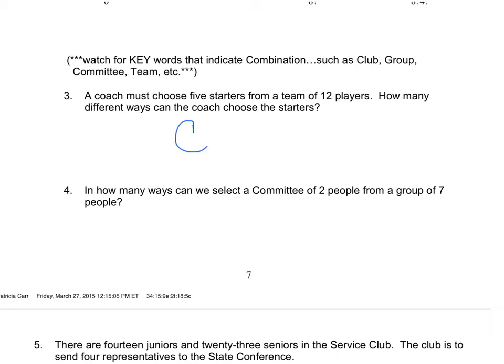It's a combination of how many players does he have altogether? 12. How many starters does he want to choose? He wants to choose 5. So we're going to put that in the calculator, 12, math, scroll over to PRB. We're going to actually choose, if I can remember, let's see, which one is it? Choose number 3 for combinations, and then 5, enter, and hopefully you ended up with 792. So think about that. Out of 12 players, how many different ways can he choose starters? Oh my gosh, that's phenomenal.